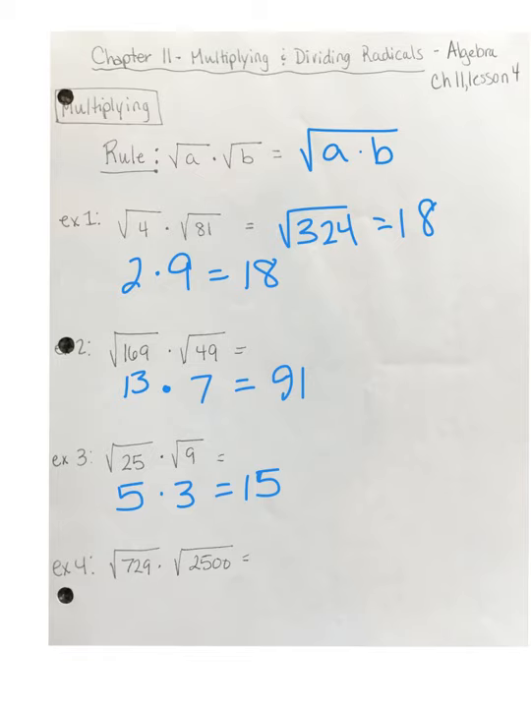All right, the square root of 729 is 27. The square root of 2,500 is 50. 27 times 50 is 1,350. Dividing is basically the same concept, but I'm going to do one page of that with you as well.